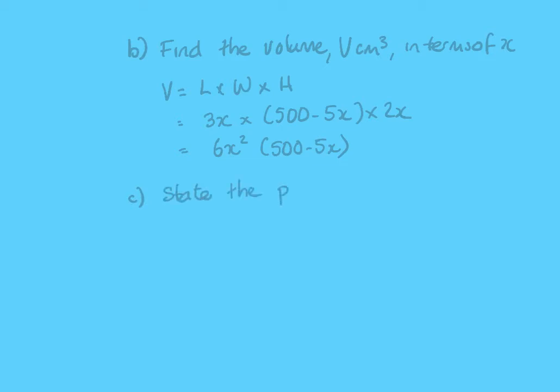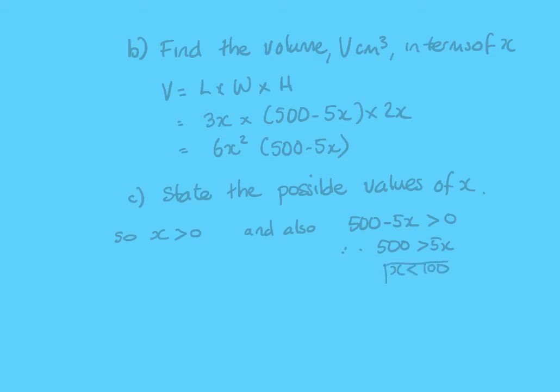Part C says state the possible values of x. Now, we need to have volume. We can't have a negative volume. So volume has to be greater than 0. So that means in our equation up the top there, x has to be greater than 0, and 500 minus 5x has to be greater than 0. So if I solve this inequation, 500 is greater than 5x, so I would end up with 100 is greater than x, or another way to write that is x is less than 100.